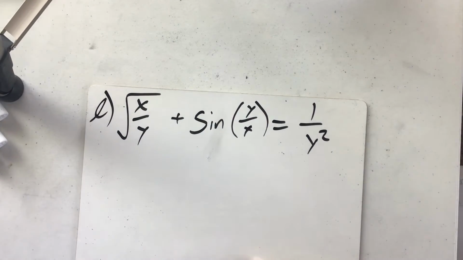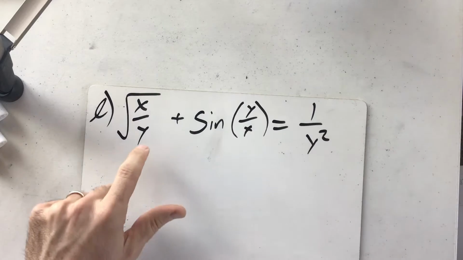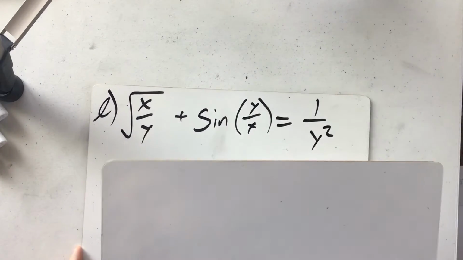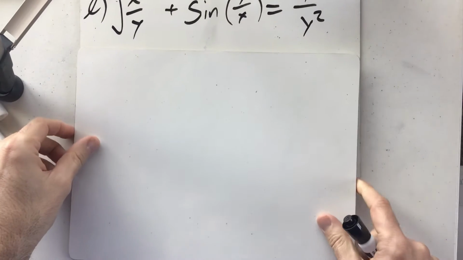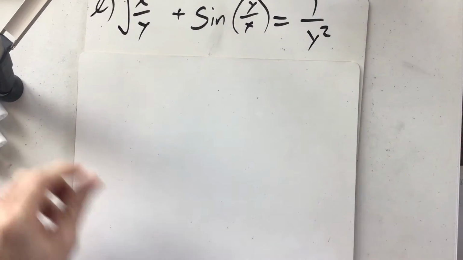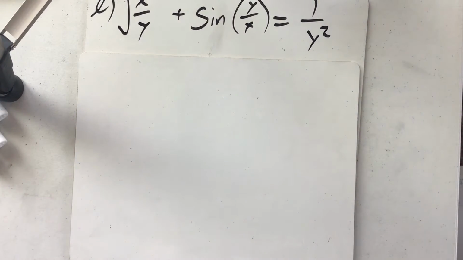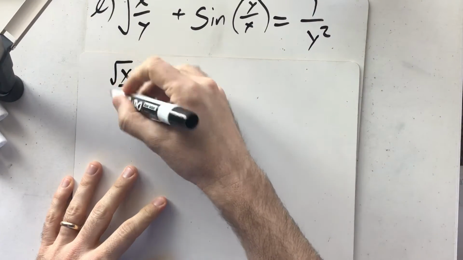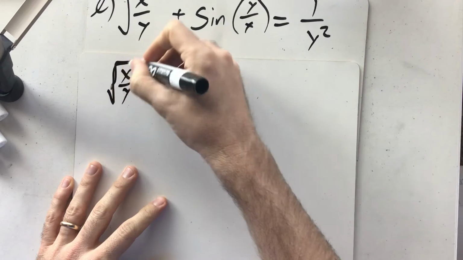So we're going to do this by implicit differentiation. So we're going to have 3 derivatives set up. So let's just do each derivative on its own whiteboard here and then put all those together. So the first one is going to be the square root of x divided by y, and the square root goes over the whole thing.